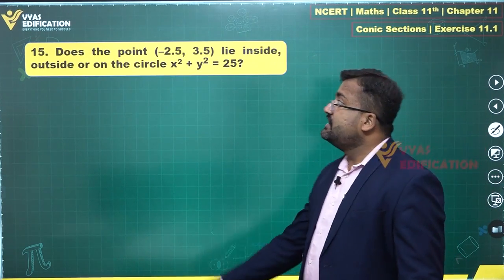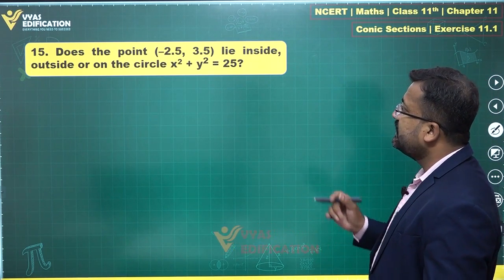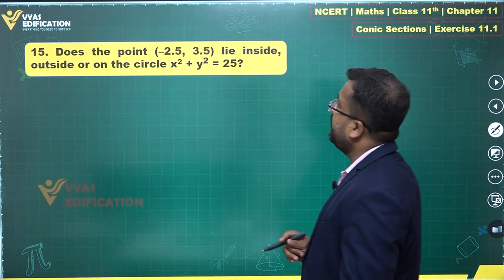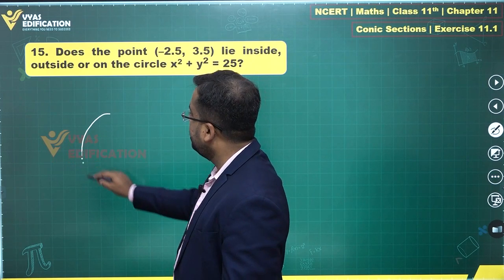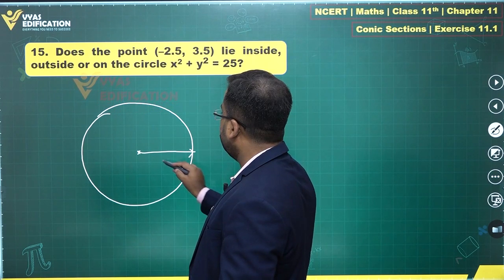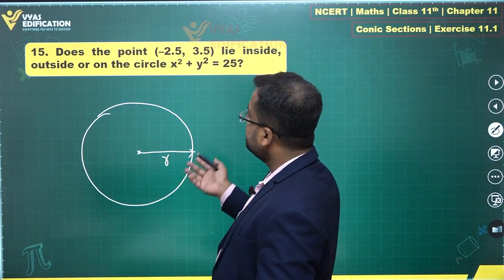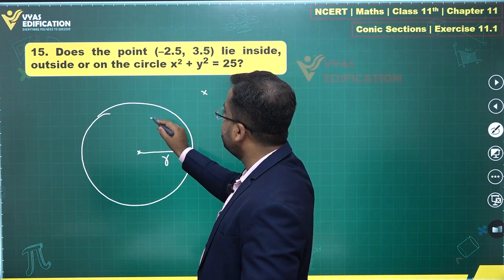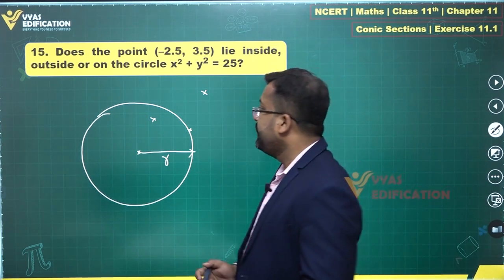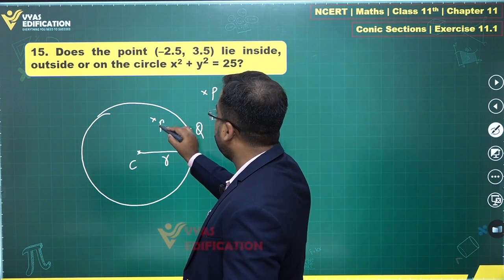The 15th question says, does the point minus 2.5 comma 3.5 lie inside, outside, or on the circle? Okay, this particular point we are looking at. How do we observe the location of this particular point? Let's say we know the center of the circle and we know the radius of the circle, and we want to find the position of any point, whether it lies outside, inside, or on the circle. Now a point on the circle is very simple to find, right? If you have the center C and let's call these points P, Q, R.